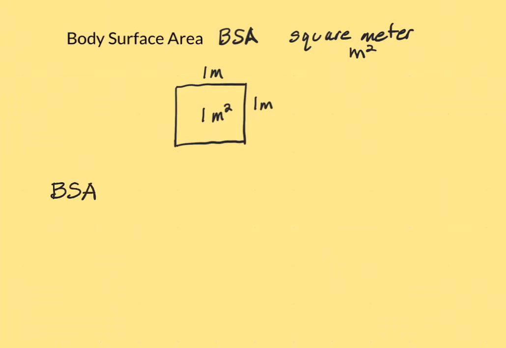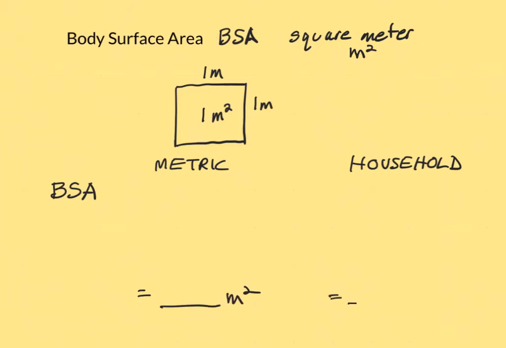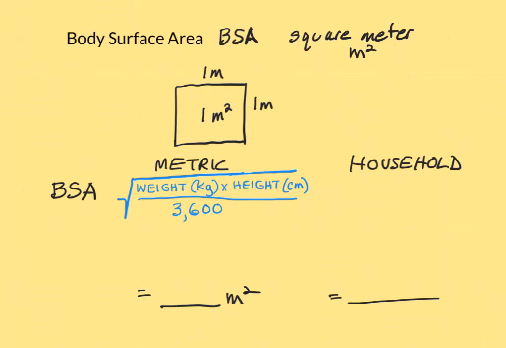Okay, so BSA has two different formulas. There's a metric formula, and there's a household formula. Each of these formulas is set up so that the answer, whatever it is, comes out in meters squared, whether you start with the metric system or the household system. If you've measured the patient's weight in kilograms and height in centimeters, or converted to kilograms and centimeters, then you can multiply those two, divide by 3,600, and take the square root to get the patient's BSA.